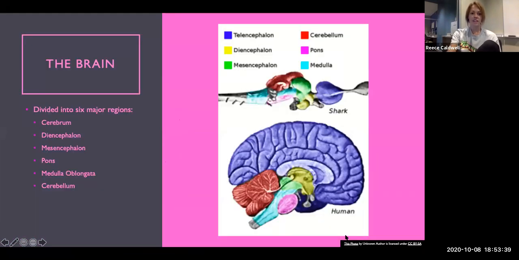So the brain is divided into 6 major regions. You do not need to know these 6 major regions. We have the cerebrum, the diencephalon, the mesencephalon, the pons, the medulla oblongata, and the cerebellum. So those are the major regions, but you do not need to know those.